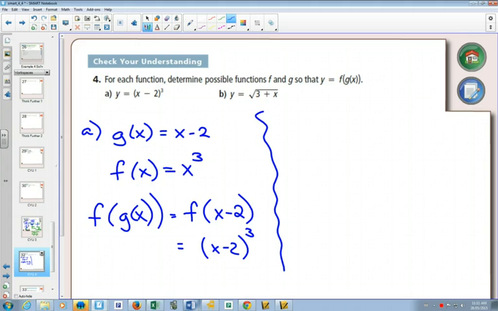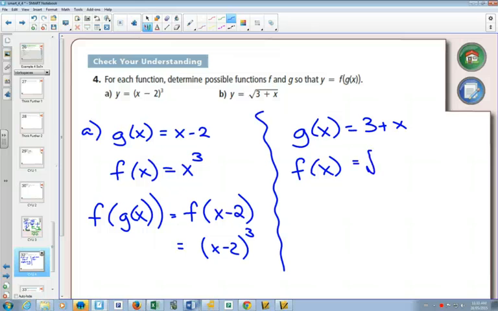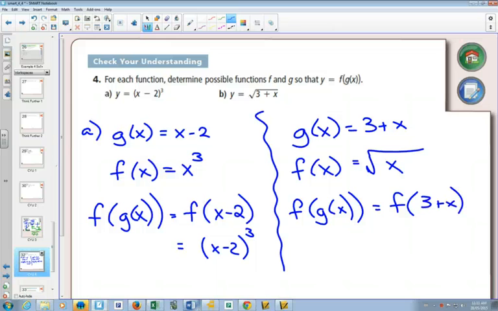For the square root of 3 plus x, can you see that 3 plus x is inside the square root? So if we make our inside function 3 plus x, and say that is inside of a square root, then when we do f of g of x, we would have f of 3 plus x, and then f takes whatever you put in and square roots it.